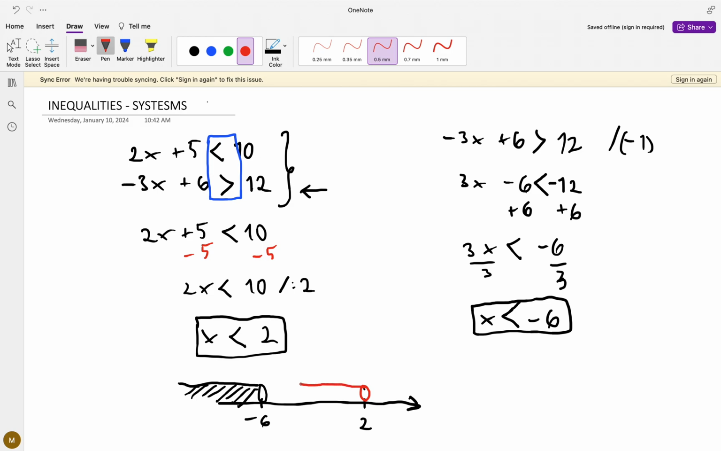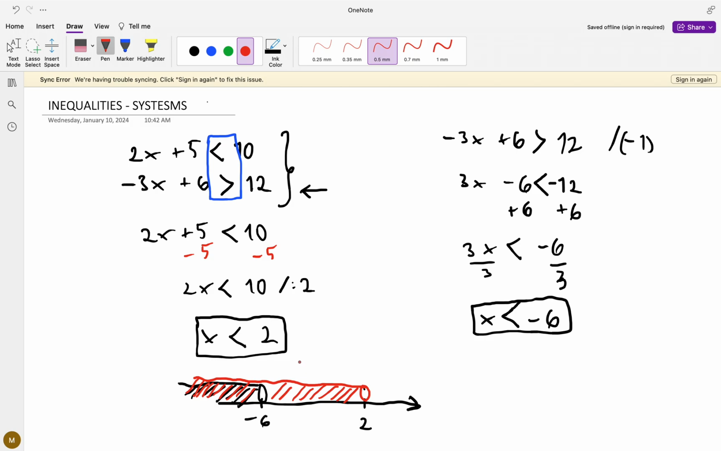Open circle, because we don't have an equal sign, and select everything less than 2. And mark it on a number line. Okay.